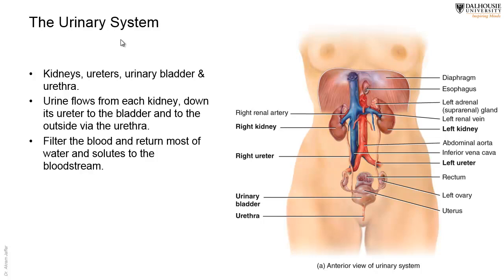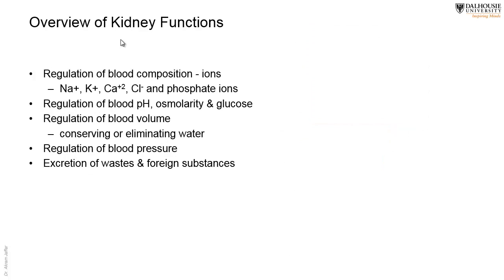So the main organ here is the kidney. And this is an overview of the functions of the kidney, and we are going to cover that in a moment. We are going to cover the structural components that contribute to these functions. So it regulates the composition of blood, the ions in the blood, sodium, potassium, calcium, chloride, phosphate ions. It also regulates the pH of the blood by regulating the secretion of hydrogen ion, reabsorption of bicarbonate, osmolarity of the blood, of course, by regulating the ions, and the glucose.